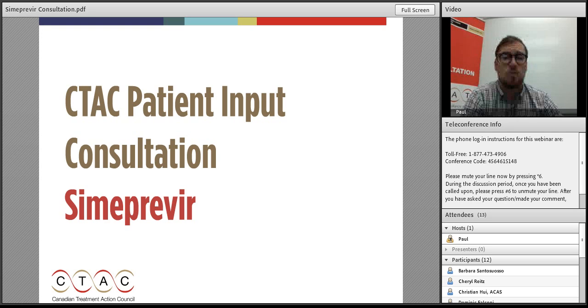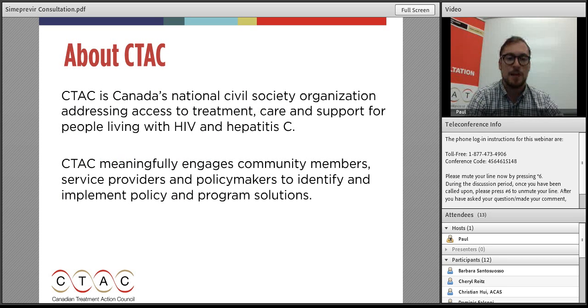We hope that it will be informative and that it will also represent an opportunity for each of you to participate in the crucial patient input process around any new drug that is being thought to be put on the market in Canada, and specifically at this really important time with a lot of technological advance in the treatment of hepatitis C. So that's what we'll be focusing on today.